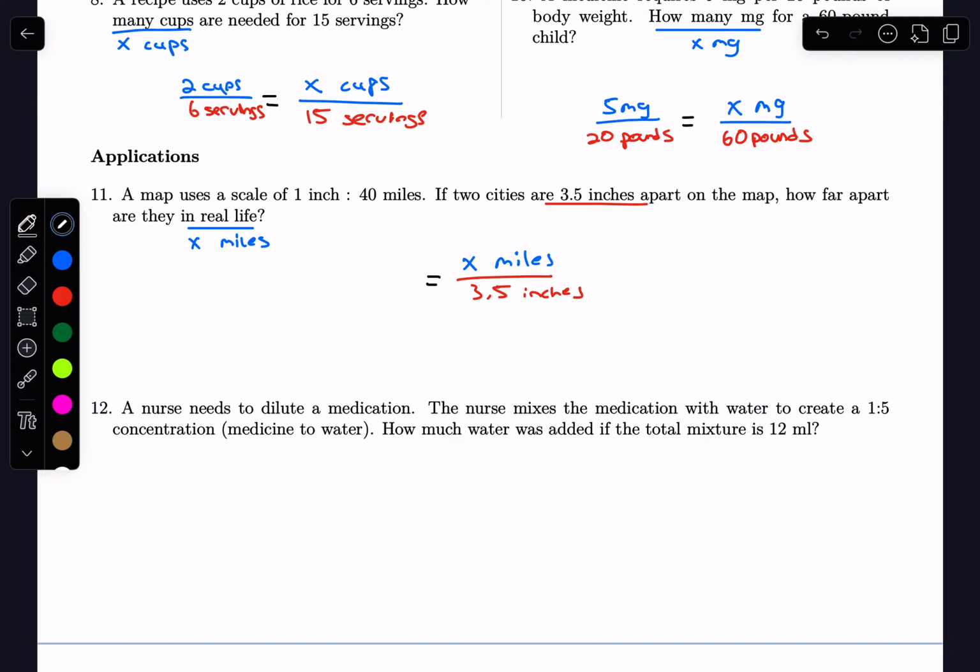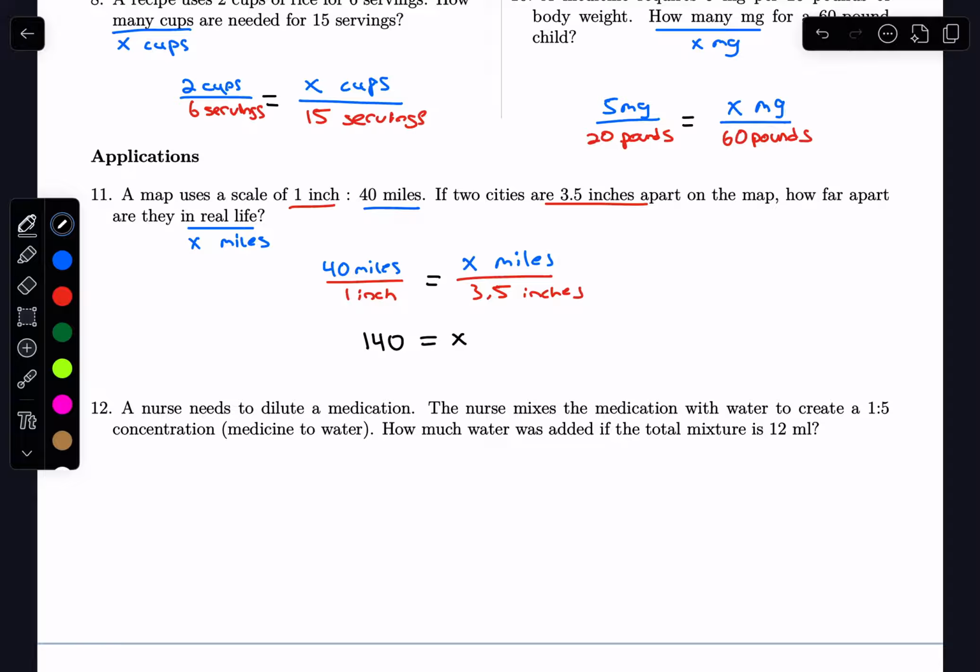Now on the other side of my proportion, I just need to make sure that I use miles and inches in the same places. So in this case, I have 40 miles corresponds with 1 inch. So I put 40 miles on top, 1 inch on bottom, my units match. So now when I cross multiply, 40 times 3.5 is 140. Notice when I cross multiply right now, I'm ignoring the units and I'm just multiplying the numbers. And then when I cross multiply the other way, 1 times x is just 1x or just x. So I get x equals 140.